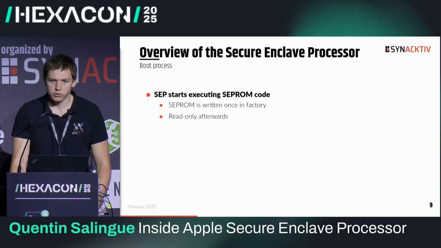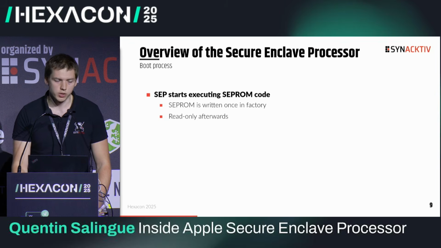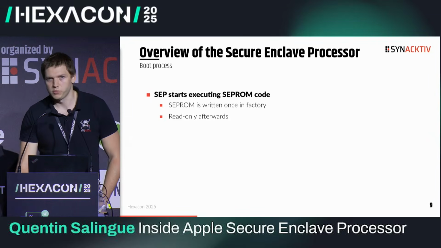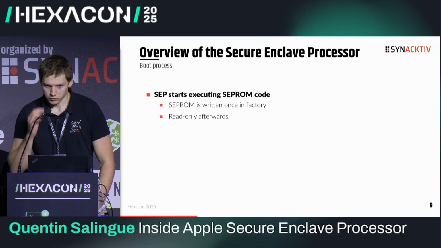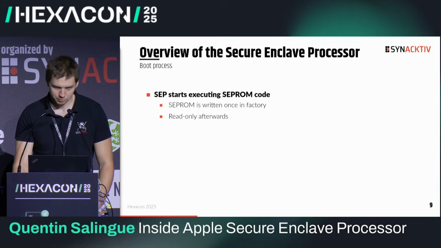At a very high level, the first thing that the SEP will execute is the SEP ROM. It's the code that is written in a ROM next to the chip. It's written once in the factory, and afterwards you can't modify it, which is a great thing so that attackers can't have persistence inside the SEP. But it's also a bad thing because if you have a vulnerability, you can't patch it.